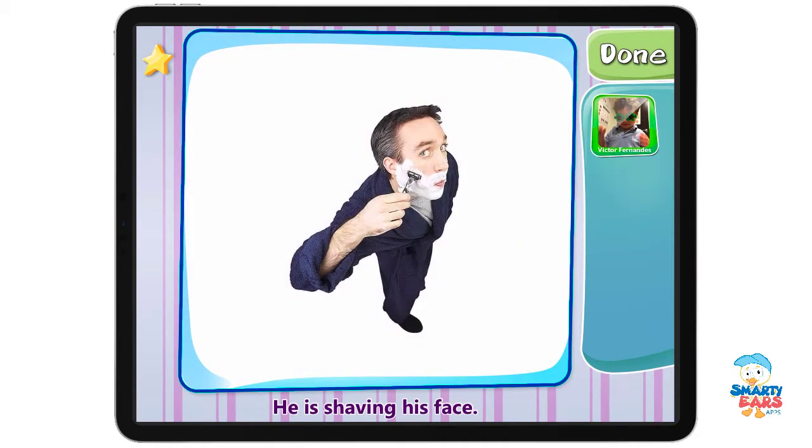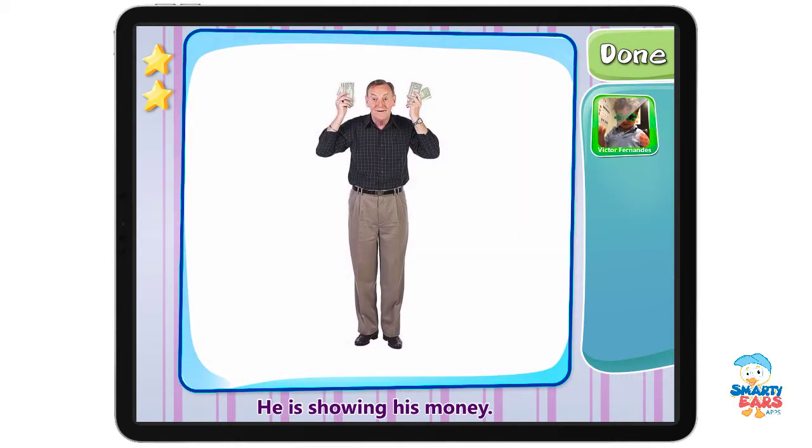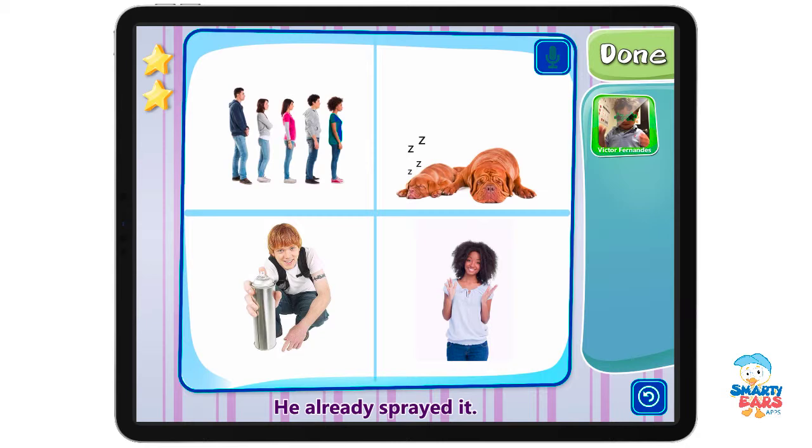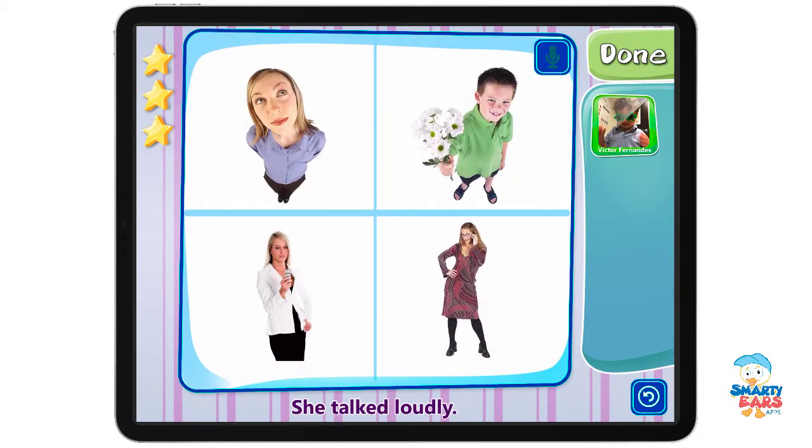He then looks at that image again. He is shaving his money. And he moves to the second set. Yesterday, he sprayed it. She talked loudly. If the student gets to select a wrong answer, we just remove that image to not give them any positive reinforcement for selecting the incorrect response.